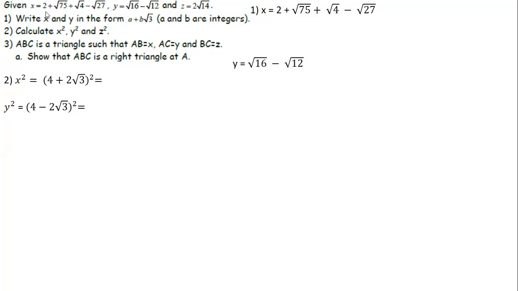If I look at x, Reem, which is 2 plus radical 75 plus radical 4 minus radical 27, when you see this form that it gives you, a plus b radical 3, it's as if he is saying simplify x. So I want to simplify x, Reem, okay? First I have 2, we can't simplify it because it is a number. Plus radical 75: here we have a radical and inside it 75. So can we simplify the 75?